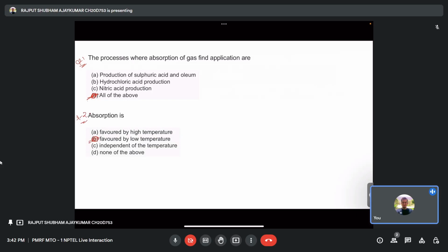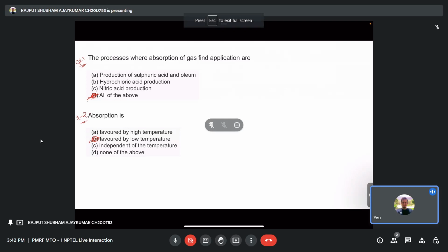So this one you should know while deriving some of the concepts or some of the numericals. You will see the temperature mentioned in absorption will be low as compared to some other operations, like distillation and extraction. You should remember this from day one itself, because this carries 1 to 2 marks in the final examination if they ask the same question.